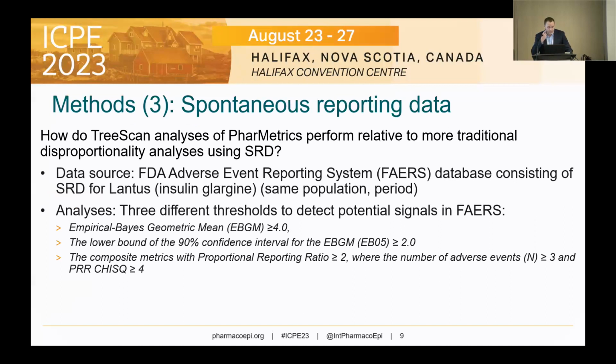So to address our second objective around comparator performance, we also ran a disproportionality analysis using data from FAERS for reports of insulin glargine, same population, same study period, and we applied 3 different thresholds to detect potential signals. We had an EBGM of greater than or equal to 4, an EB05 greater than or equal to 2, as well as a composite metric.